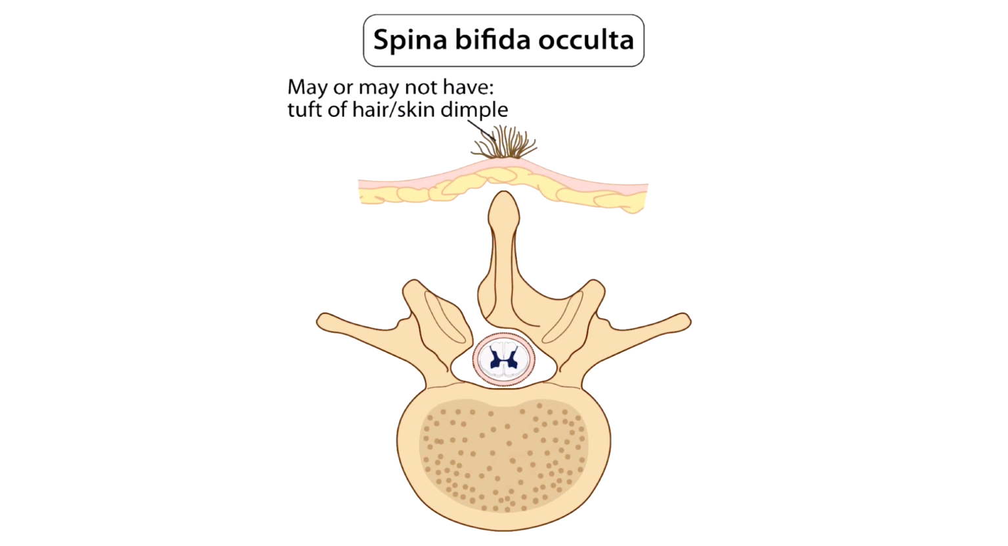So here we see the classic appearance of spina bifida occulta. So as indicated here, you can see a tuft of hair or a skin dimple. And of course, this would be at the lower back. And just by way of review, what level would you be thinking of? The L5 to S1 level.